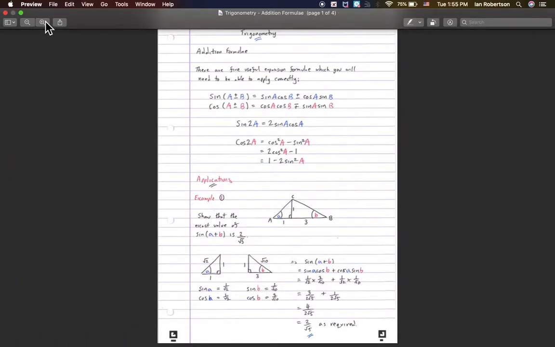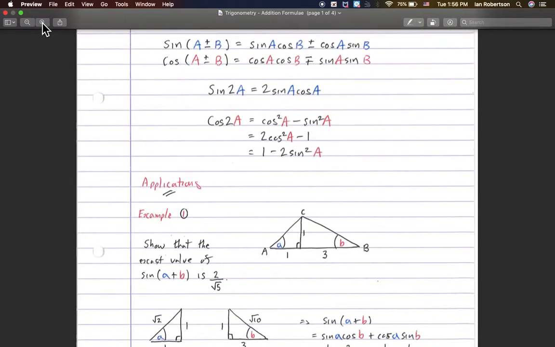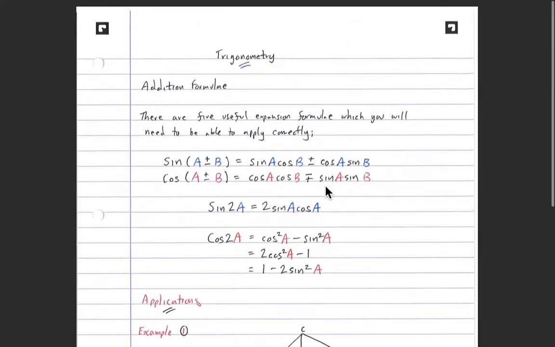Welcome to this short video exploring some of the ideas in higher mathematics, looking at trigonometry and the addition formulae. We'll look through some example questions to explore some of the ideas and hopefully help you understand the concepts a little bit more. So there are 5 useful expansion formulae which you will need to be able to apply correctly. You do not need to memorize these, they will be provided for you in the formulae sheet.